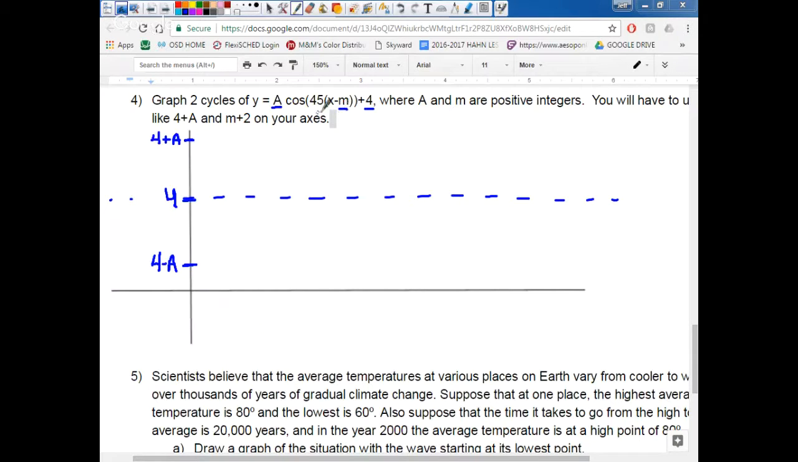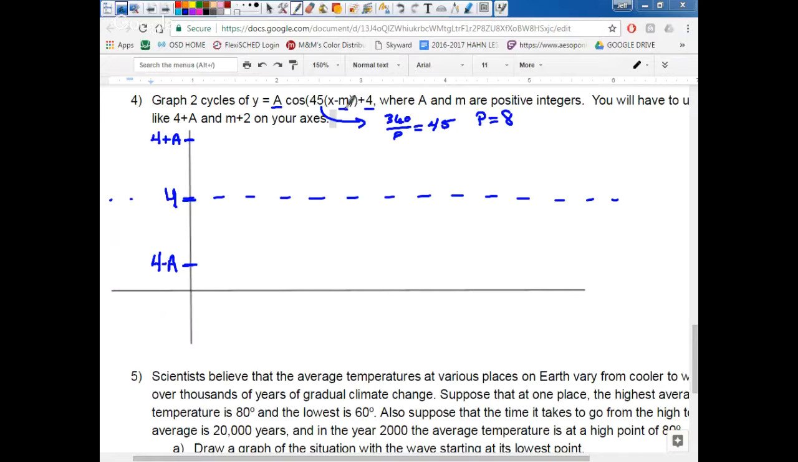All right, so now what else do we know? Oh, right here, let's see. We have a B value of 45, so 360 over the period is equal to 45. So I think that means my period has to be 8. All right, so the period has to be 8.